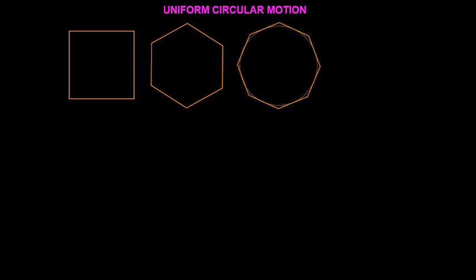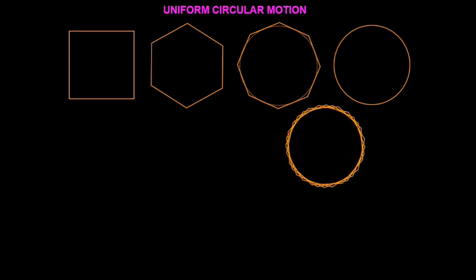Uniform circular motion. Okay, I didn't take circular motion first. I've taken a rectangle, then a hexagon, and maybe an octagon, like this. I've taken some different shapes, and the last one is a circle. Now when a body moves, say the green dot, you can see after every side movement it has changed the direction.